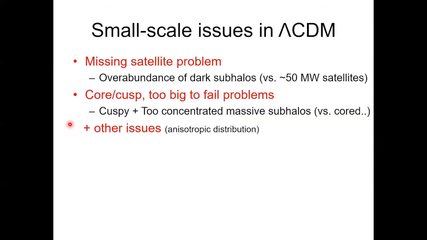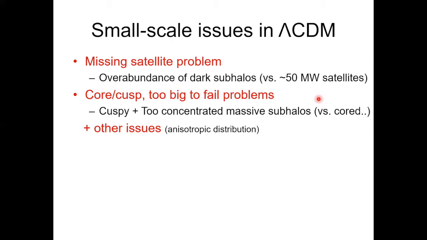So there are several small-scale issues in comparison with lambda CDM theory. Small scale means the scale of galaxies or satellite galaxies, say the length below 1 megaparsec. Beyond 1 megaparsec, lambda CDM theory is quite successful in explaining and reproducing the large-scale structure of the universe. But there are several tensions below 1 megaparsec. These are small-scale issues. The first one is the missing satellite problem. There's an overabundance of dark matter subhalos in simulation in comparison with only, say, 50 Milky Way satellites discovered so far. And I will show you in detail later.